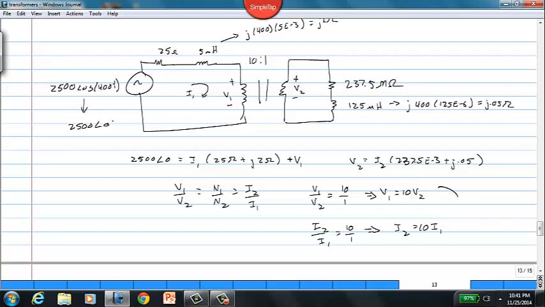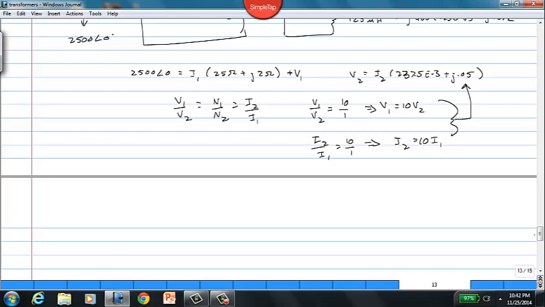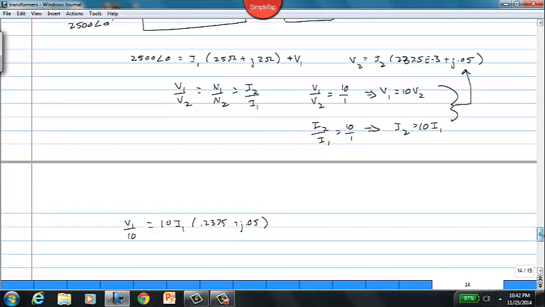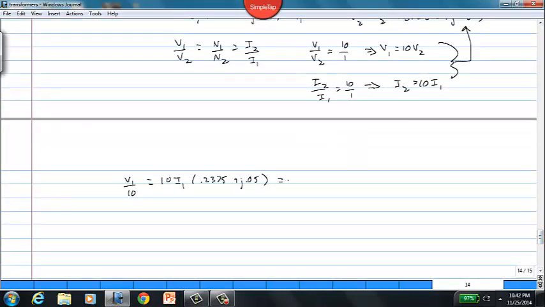So what I'm going to do next is go ahead and put them into this equation. So I need a V2 here. So what is that? That's V1 over 10 is equal to, now I need an I2, that's 10 I1 times 0.2375 plus j 0.05. I'm going to go ahead and distribute that 10 out.